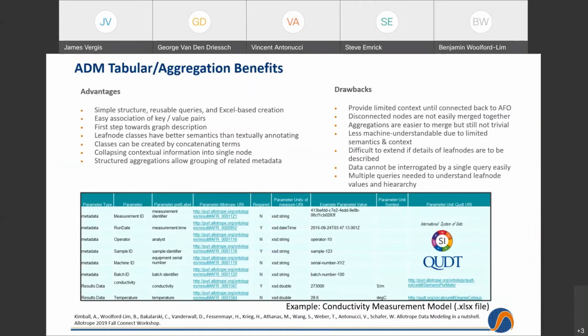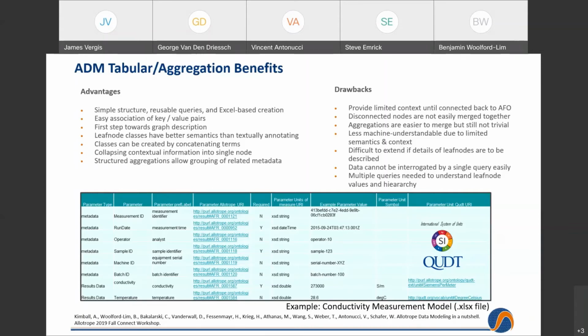This leads to easy association of key and value pairs. It is a first step towards a graph description. Some of the drawbacks to this approach, though, is that until it's fully connected back to an AFO, there's limited context that's described. Due to limited semantics and context, this is a less machine understandable format than a full graph description. And it's not easy to interrogate the data with a simple query. It requires multiple queries to begin understanding the leaf node values and hierarchy.